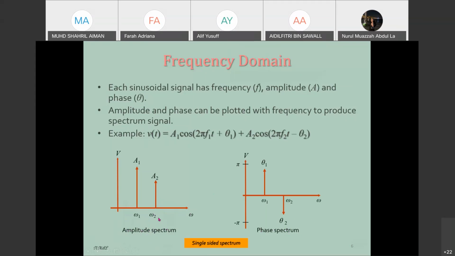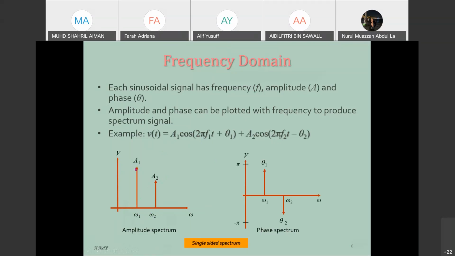So for the amplitude spectrum, we plot against omega, or frequency. So we know that 2 pi f1 is equivalent to omega 1. So at omega 1, we plot A1. And at omega 2, we plot A2. So how are we going to know the amplitude A1 and A2 here? This is only the example.